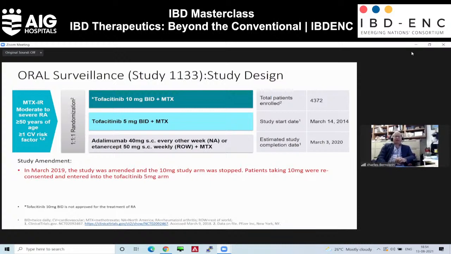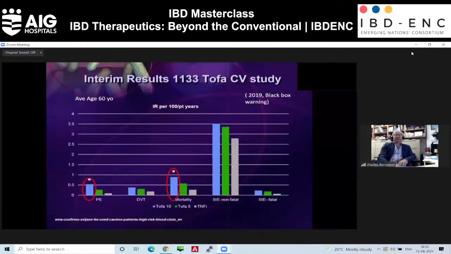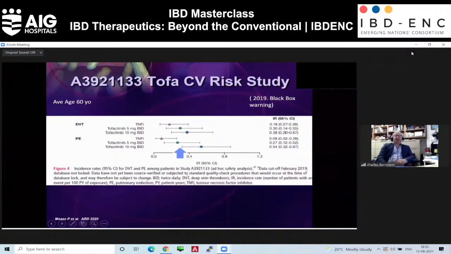Now, this study was a comparison of Tofacitinib at different doses in methotrexate users to anti-TNFs, mostly adalimumab, but some etanercept users. And this was to compare if there were differences in adverse outcomes between Tofa and anti-TNF. And I think it was a bit of a surprise to all of us to the extent that there were some findings. And here you see in pulmonary emboli, mortality, there's actually a statistically significant difference between Tofa 10 and the anti-TNFs in gray. Tofa 5 really didn't have a significant risk. That's a little bit alarming, and this just came out a year and a half ago.